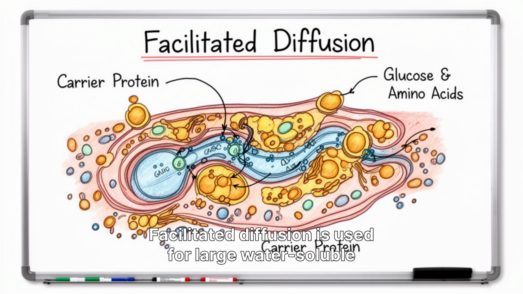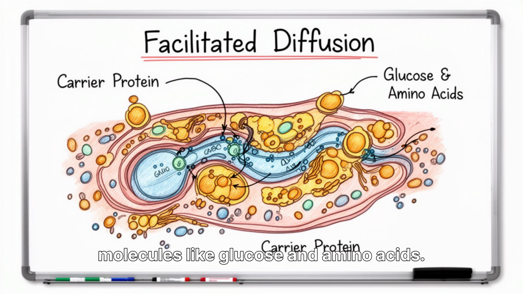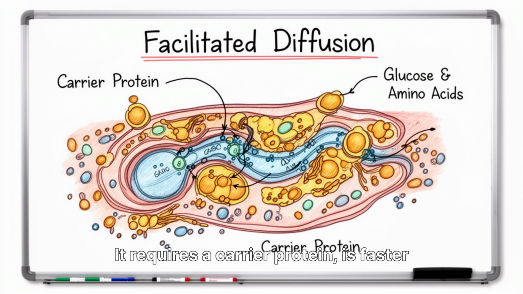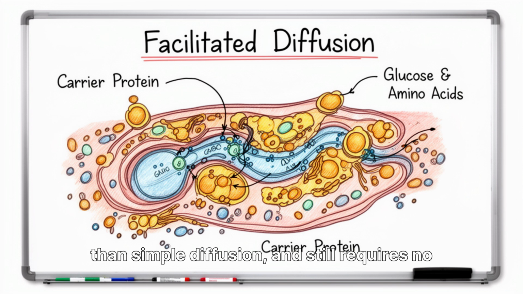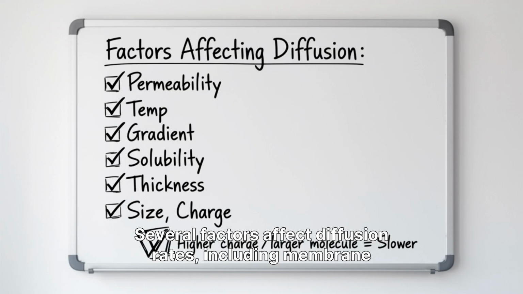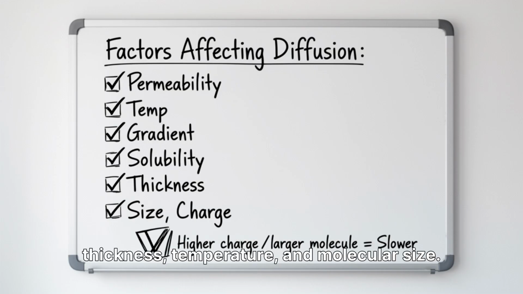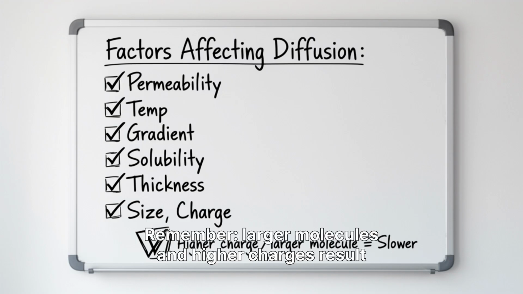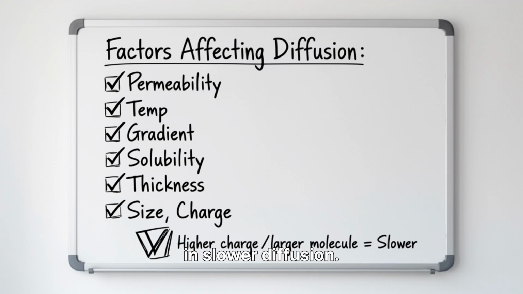Facilitated diffusion is used for large water-soluble molecules like glucose and amino acids. It requires a carrier protein, is faster than simple diffusion, and still requires no energy. Several factors affect diffusion rates, including membrane thickness, temperature, and molecular size. Remember, larger molecules and higher charges result in slower diffusion.